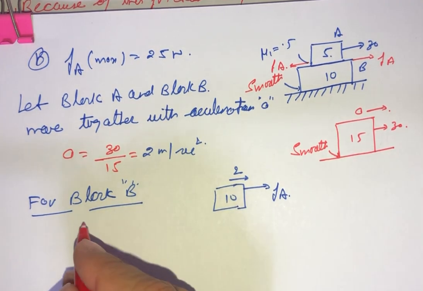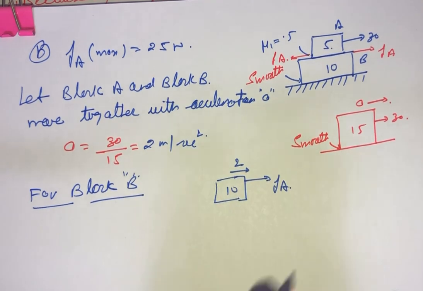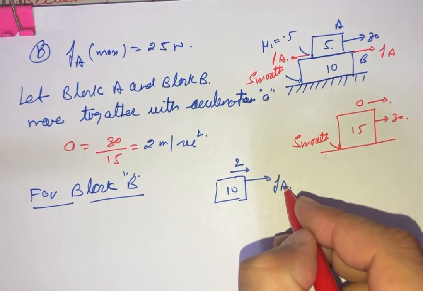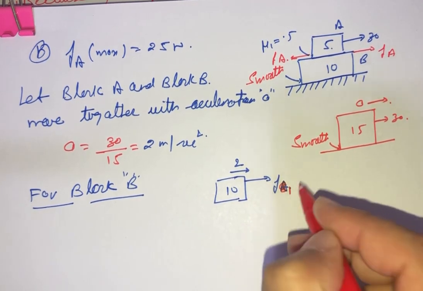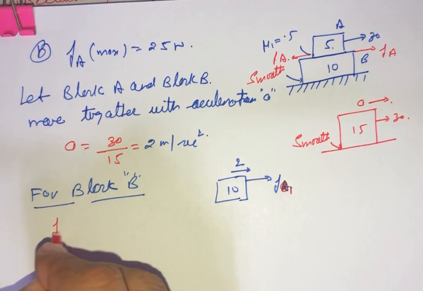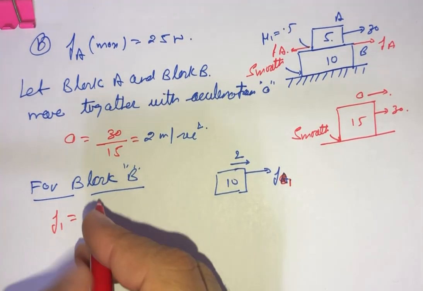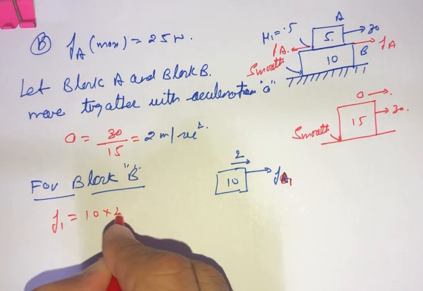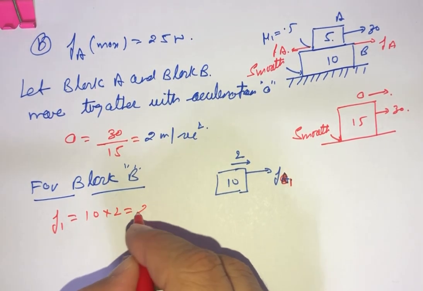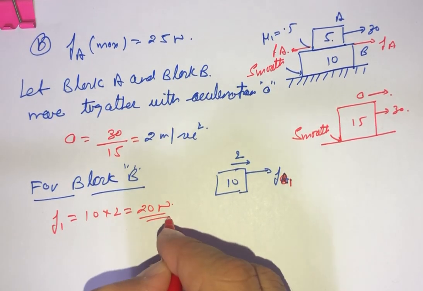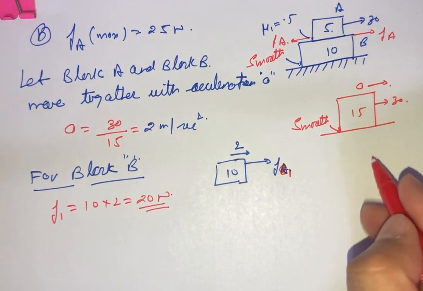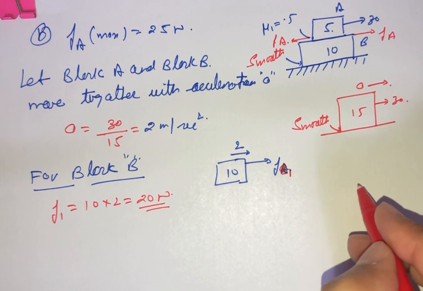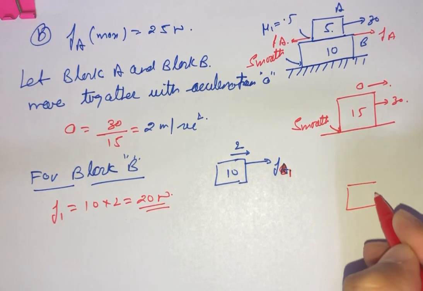So from here we can say that, let us call this F1. F1 will be equal to 10 into 2, that is equal to 20 Newton. Okay, and we can use also block B. In case of block B also, the result will be the same.